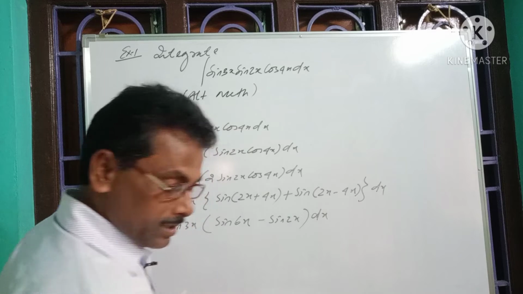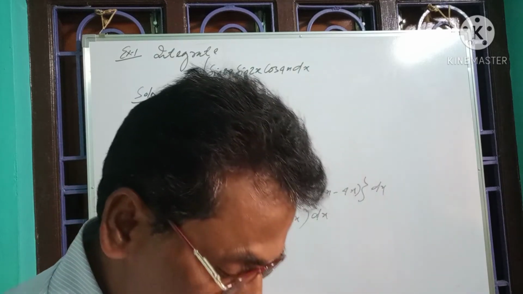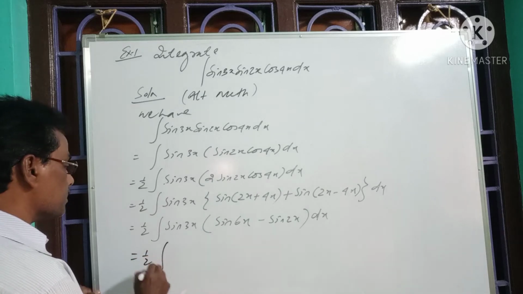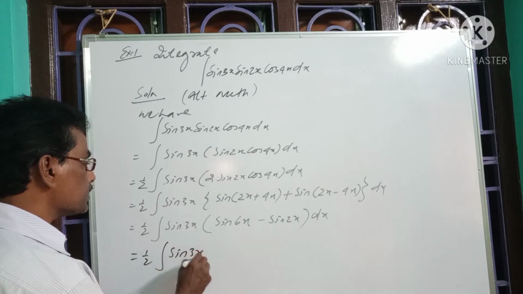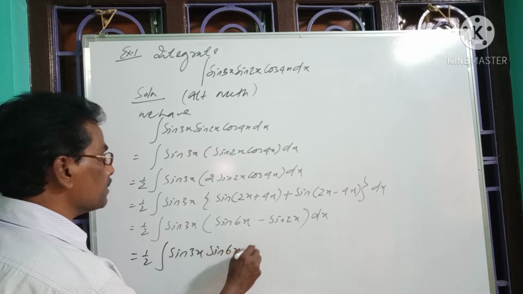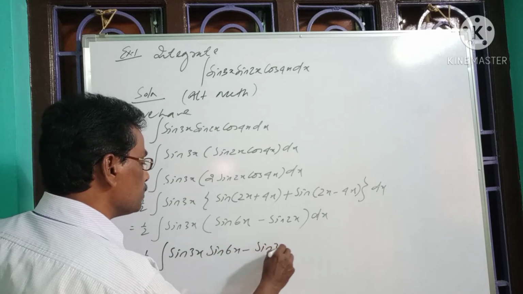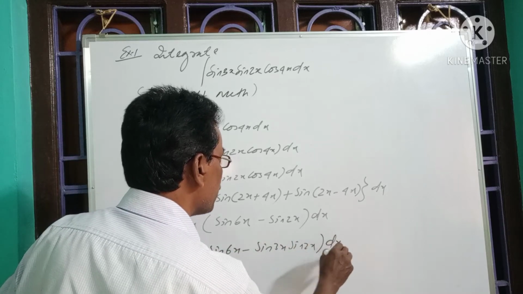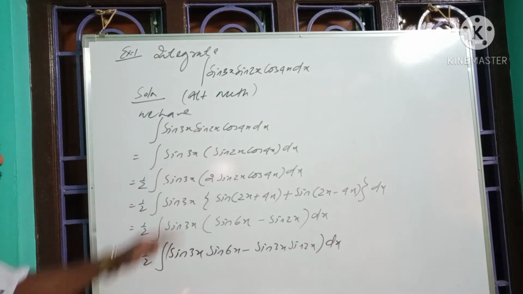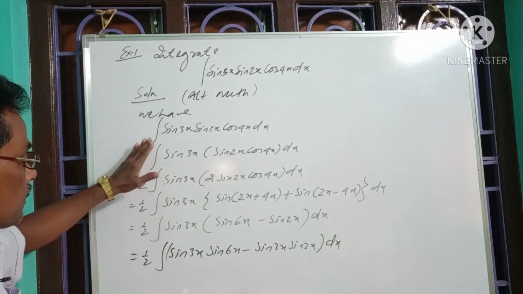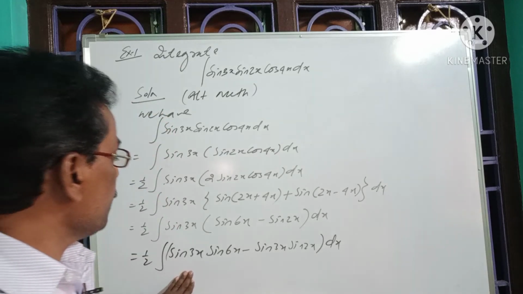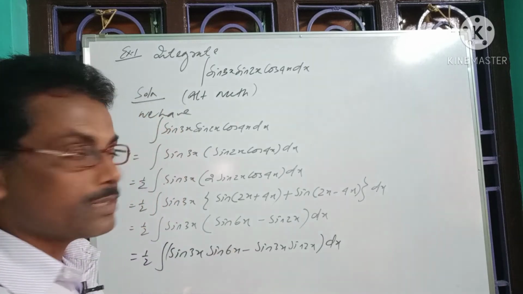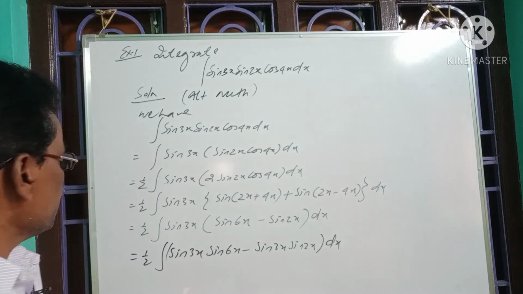So now multiplying, we have half into integration of sin 3x into sin of 6x minus sin 3x into sin of 2x whole integration with respect to x. Now transforming the original integrand into another form, we find that again the transformed integrand is not integrable. So in order to integrate, again we have to multiply half and 2 so that it can be transformed to standard form.